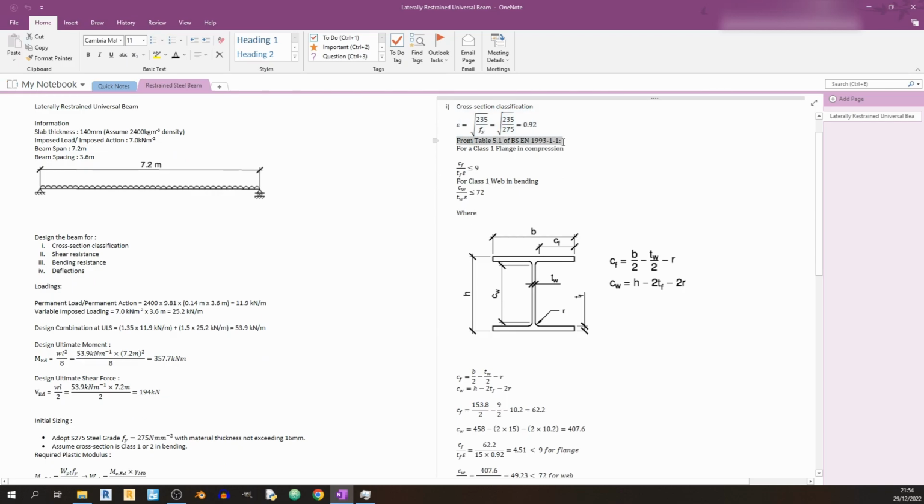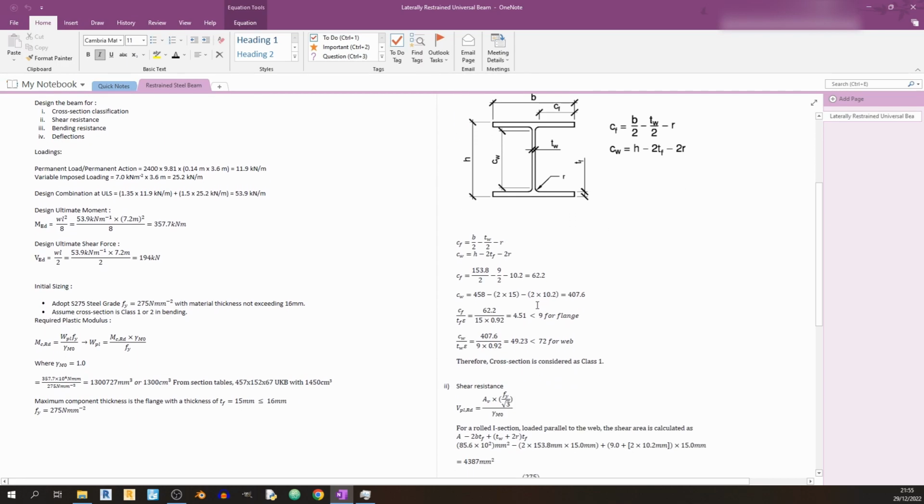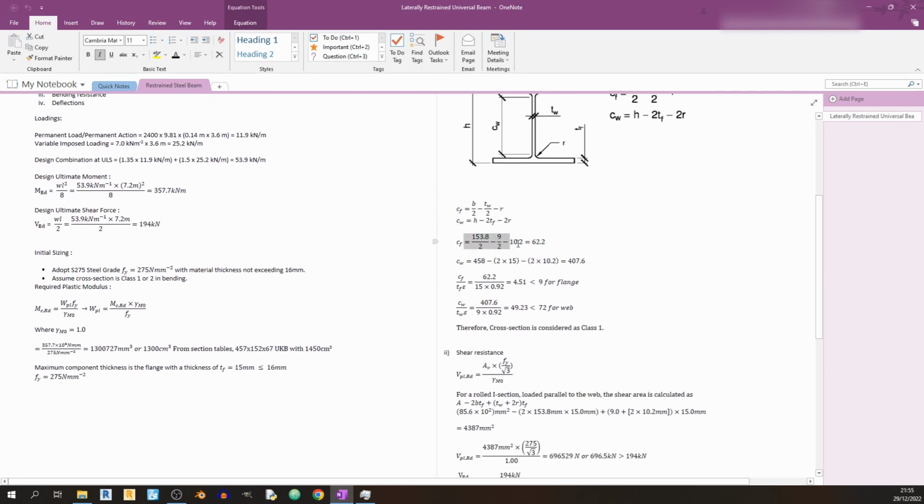From this table in Eurocode 3 for class 1 flange in compression, this flange slenderness ratio must be true. And for a class 1 web in bending, this web slenderness ratio must be true. So to calculate cf and cw, use these two equations. I've already calculated cf and cw. You should get 62.2 for cf and 407.6 for cw.